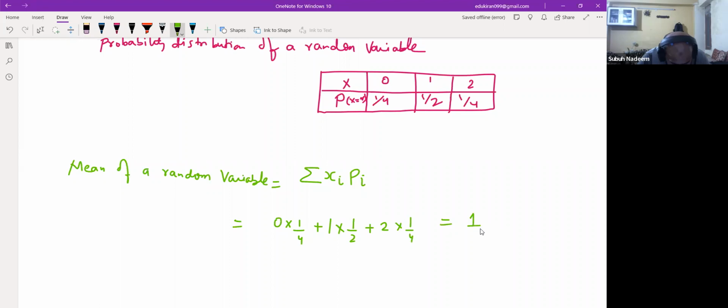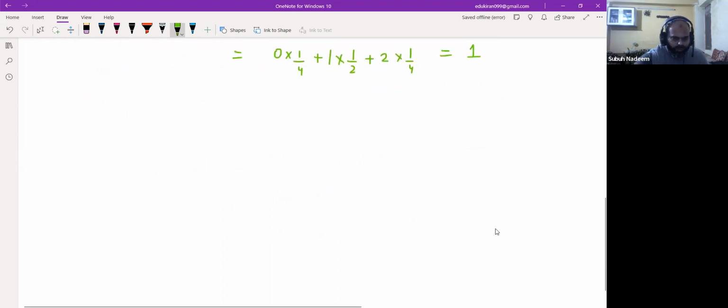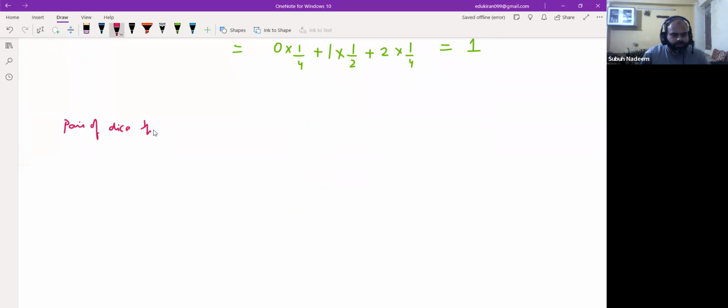Similarly, you can take some other example also. Now, let us take another example: let a pair of dice be thrown. How many outcomes are there? 36 outcomes will be there. And the random variable X is the sum of the numbers that appear on the two dice. Find the mean or expectation of X. Mean and expectation are the same thing.